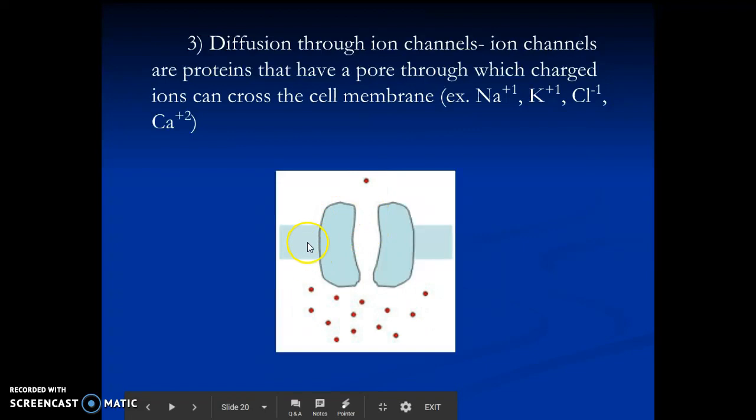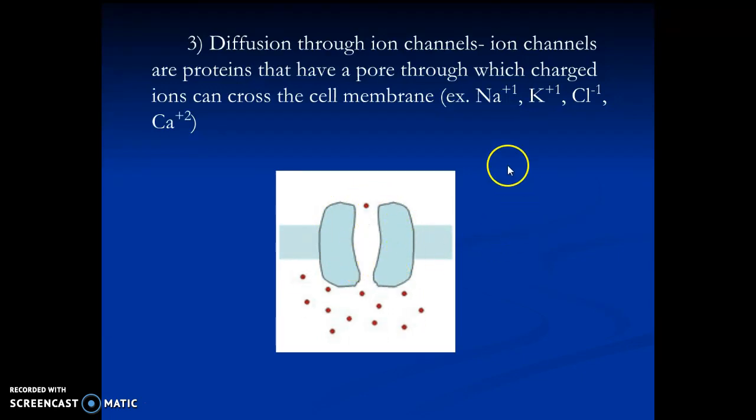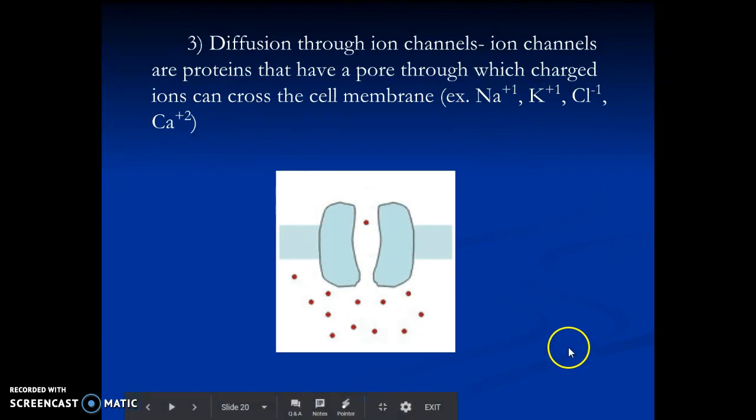They can't fit through the phospholipids because they're charged. So we say any molecule that's charged needs a protein. It's like a special door to go through, and these are called ion channels. These ion channel proteins. So sodium, potassium, chloride, calcium ions all need to go in and out of the cell, and they need proteins to do it because they cannot slip through the phospholipids. So diffusion through ion channels.